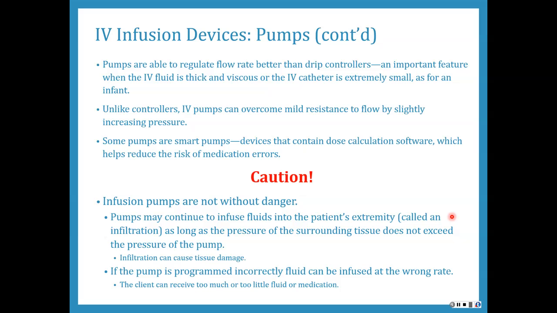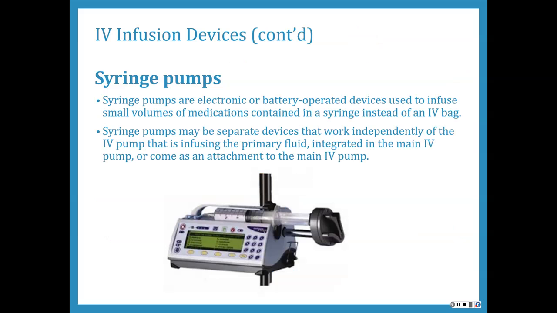We also can program that pump incorrectly, and so if we are supposed to be infusing the fluids at 125 milliliters per hour and we are hanging a 500 milliliter bag, for example, and we are busy and we accidentally push in 500 milliliters per hour, you're going to give that client that whole bag of fluid in 1 hour instead of just 125 milliliters per hour. So we really have to be careful when we program these pumps.